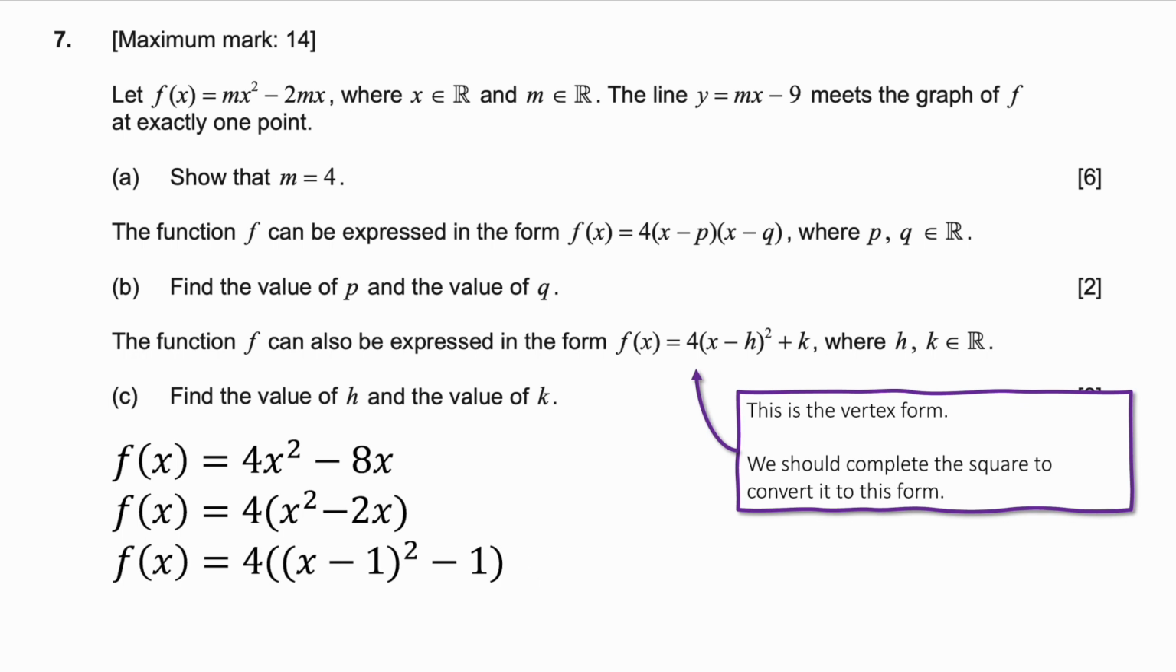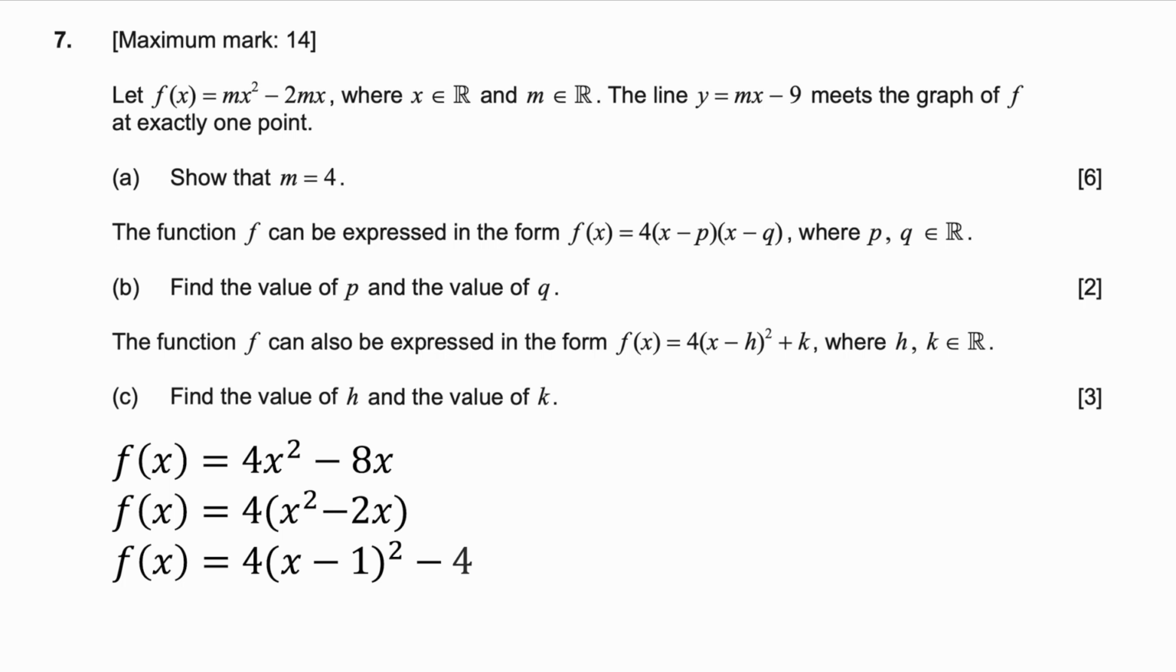We simplify, and then expand the bracket, and we get 4 times x minus 1 squared minus 4. So therefore, h is 1 and k is minus 4, as it asks for in the question. It does say x minus h here and x minus 1. So h is positive 1, and you have to get it to be positive 1, not minus 1.